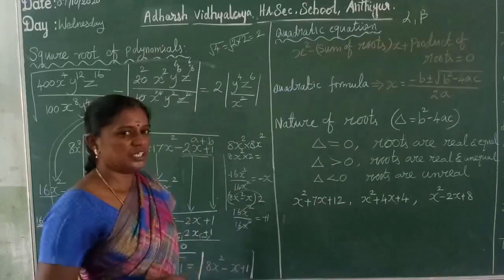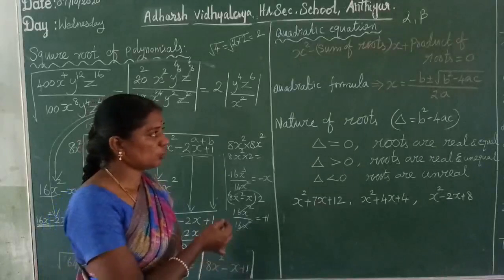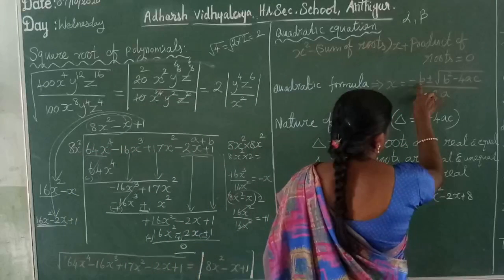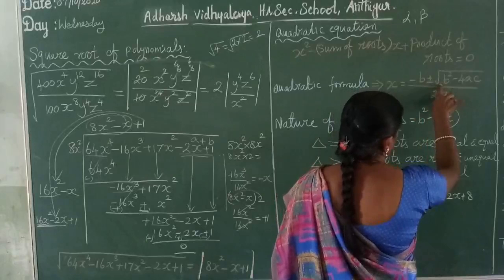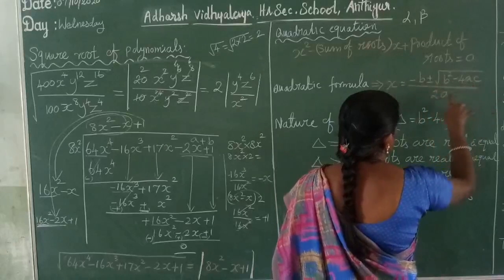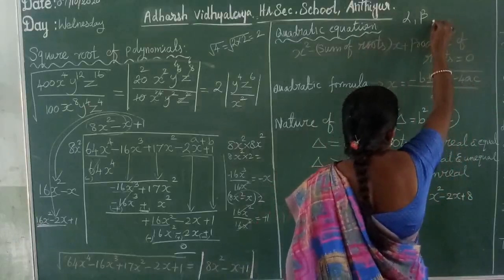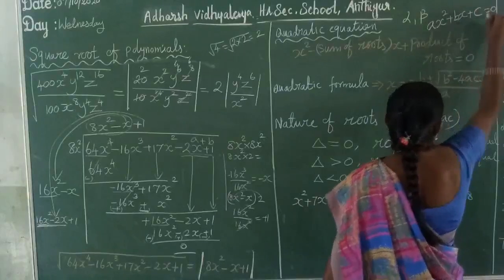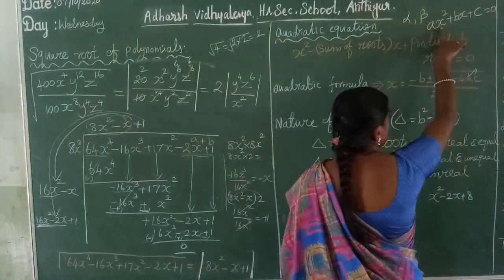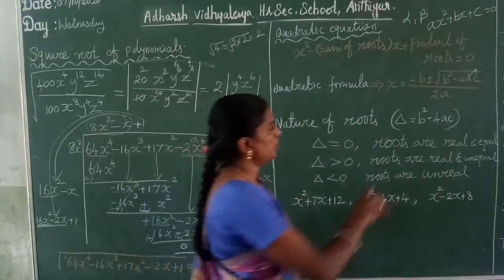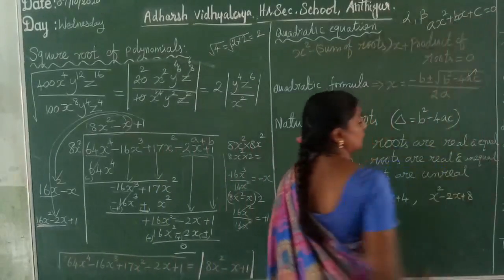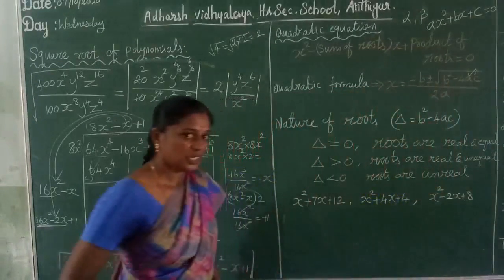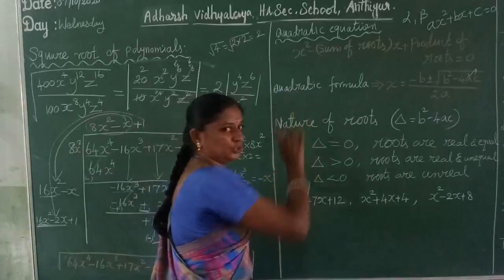Next one, equation given. How do we find the solution? Using the quadratic formula. The quadratic formula is x equal to minus b plus or minus square root of b square minus 4ac, by 2a. What is the general form of the quadratic equation? ax square plus bx plus c equal to 0. This a value is the coefficient of x square, b value is the coefficient of x, and c is the constant. Substitute these three values and simplify, we get the solution. This is also a 2 mark question.